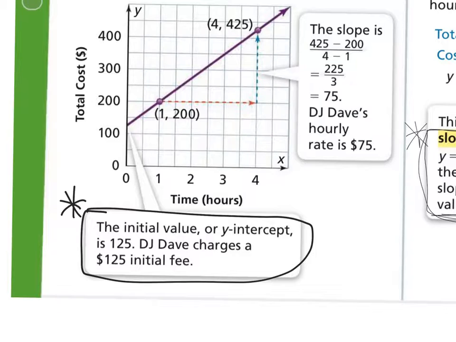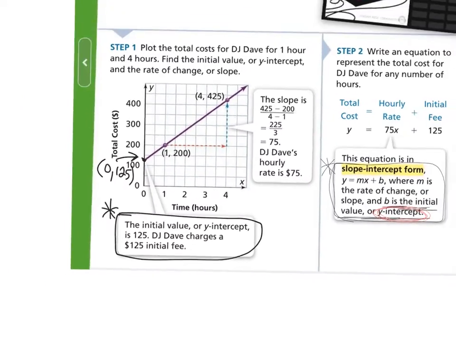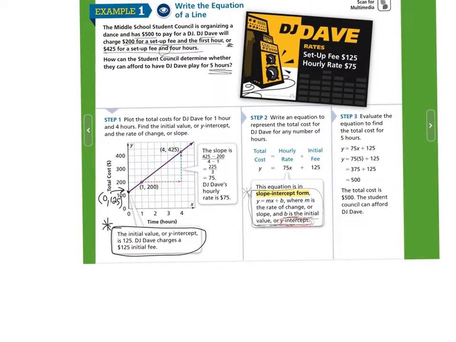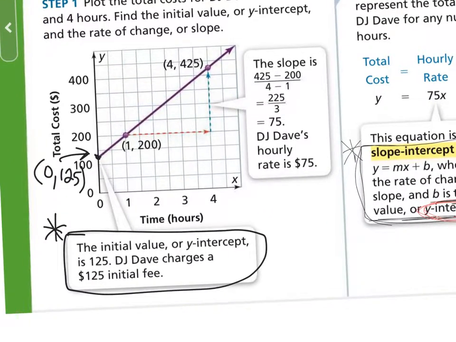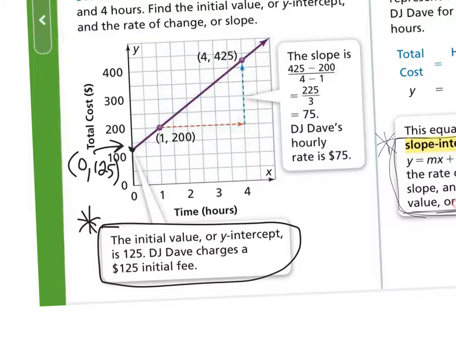So if we go to graph this, one point on the graph would be the point (0, 125). The book chose basically to go by 50s on the y-axis. If you wanted to go by 25s, you could. So (0, 125) would be 1 point. And then since it told you that the hourly rate is $75, you could go up 75 and over 1.